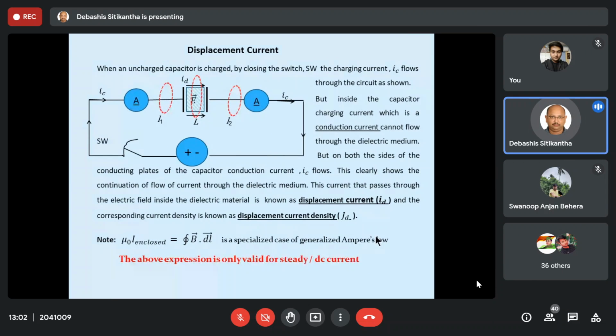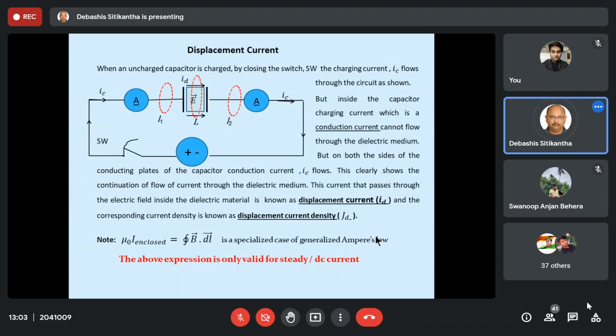Now today we'll try to complete this chapter, and the last portions that are left out are the displacement current and Maxwell's equations. By now we are already acquainted with Ampere's law, which says that the closed line integral of B vector dot dl vector is equal to mu naught times the current enclosed by the Amperean path.